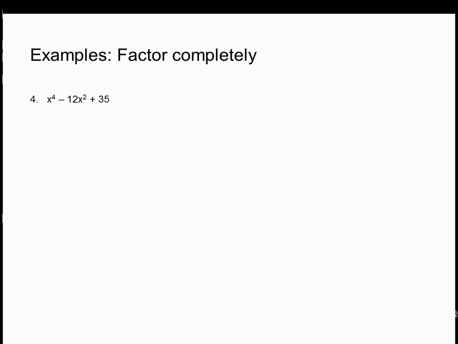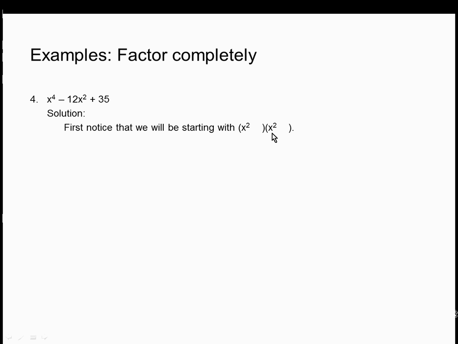Number 4, I've got x to the fourth minus 12x squared plus 35. Okay, because of the x to the fourth, I'm going to have x squared and x squared. Remember, divide the exponent by 2. This is in correct order. They have no numbers in common. So I'm going to start with x squared and x squared now.